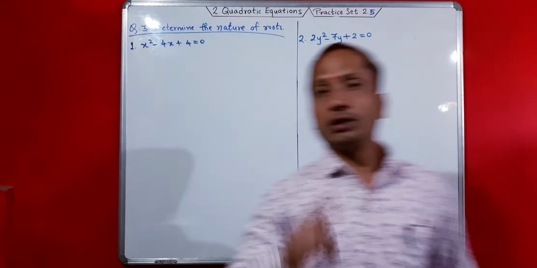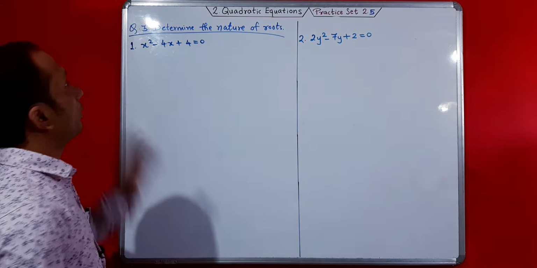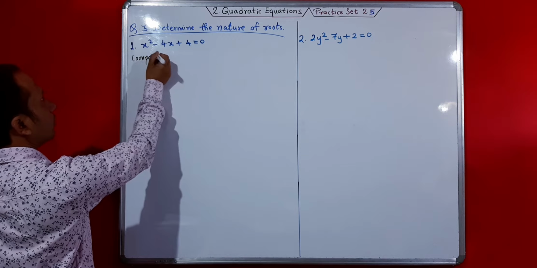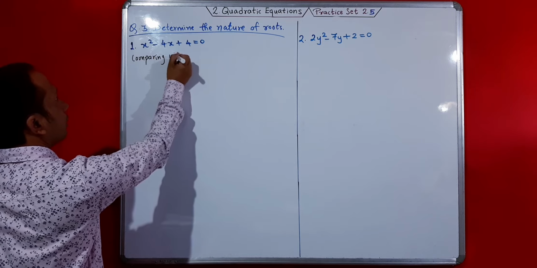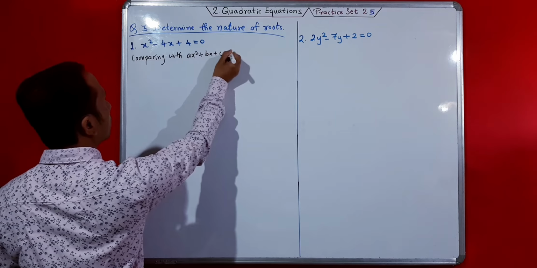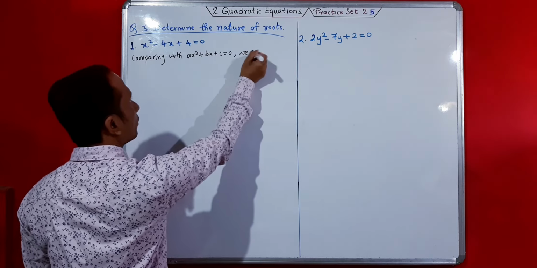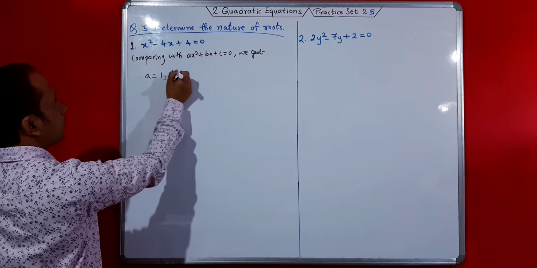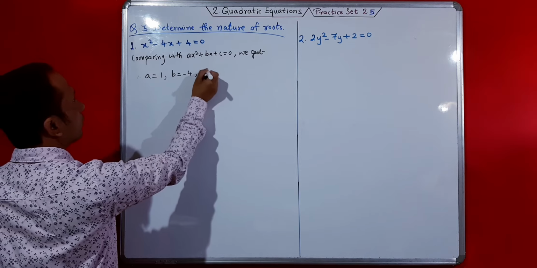So we'll solve the third question. In the third question we have to determine the nature of roots of the given quadratic equation. Some quadratic equations are given, and we have to just determine the nature of roots. So always do the same method. Comparing with ax square plus bx plus c is equal to 0, we get a is equal to 1, b is equal to -4 and c is equal to 4.